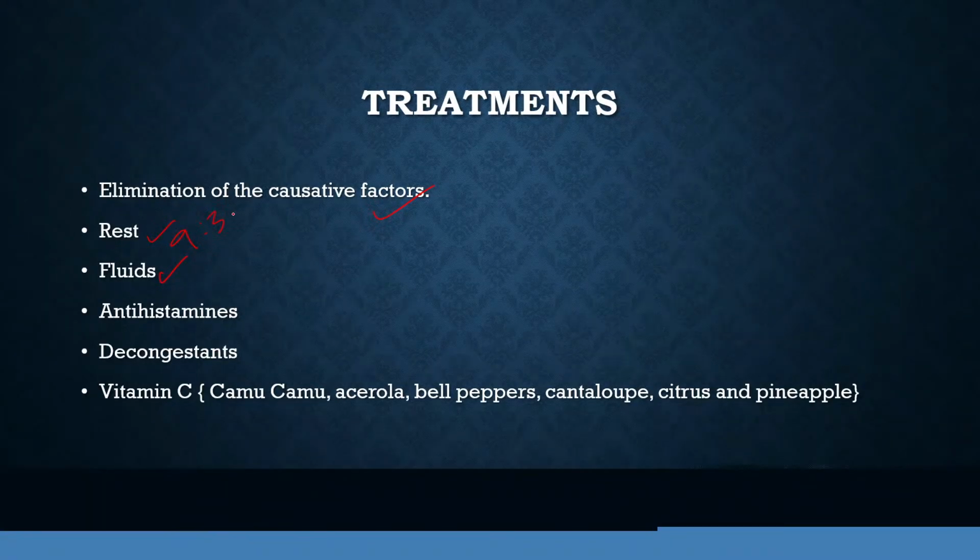I want you to make a trial of this remedy, which is simple and which costs you nothing. So when someone has a cold or flu, aside from all that we mentioned, you can try a hot foot bath.